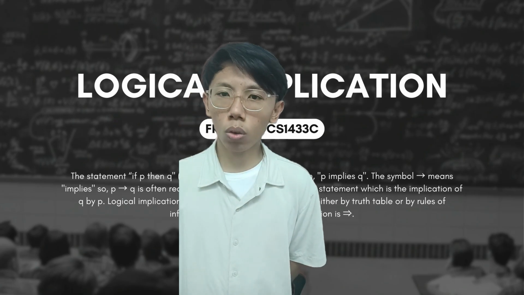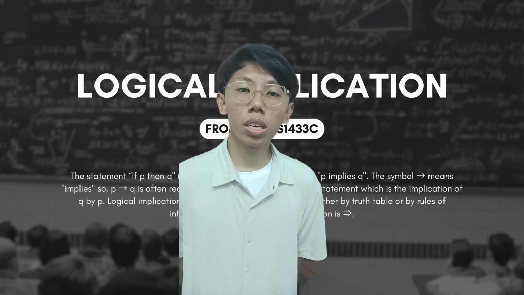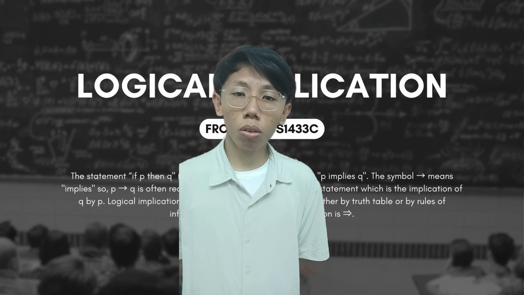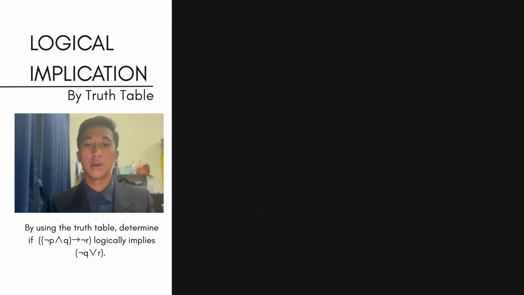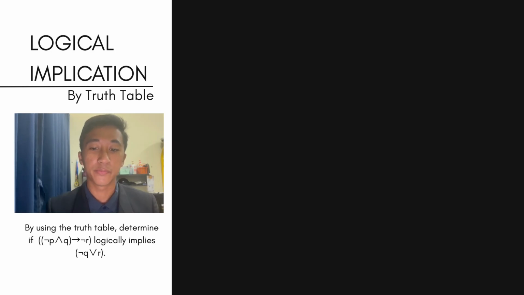Now, let's invite one of my friends that is going to teach you about logical implication by truth table. Hello everyone, today we are going to explore logical implication using truth table. In logic, we say one statement logically implies another if the second statement is always true whenever the first one is true. Let's look at two examples, one purely mathematical and one translated from everyday language.